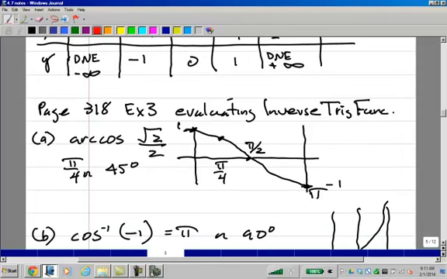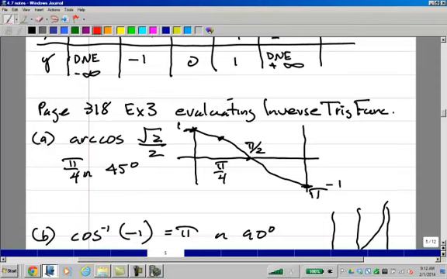All right, so on page 318, example 3, we're evaluating inverse trig functions. So A, the arc cosine of the square root of 2 over 2. Now this is a number. Now notice the input. It's less than 1 and it's greater than or equal to negative 1. Now you should recognize right away that square root of 2 over 2 is a dead giveaway for pi over 4. Okay? Or 45 degrees.